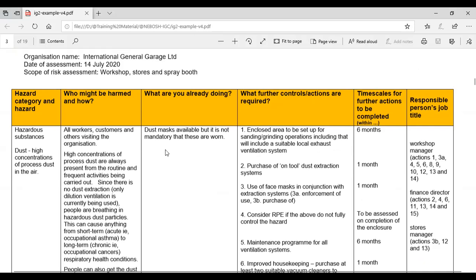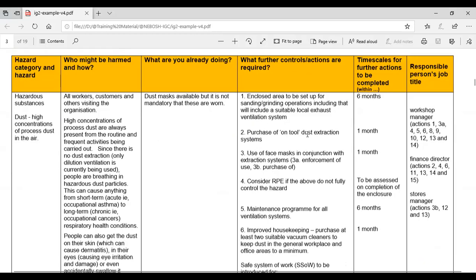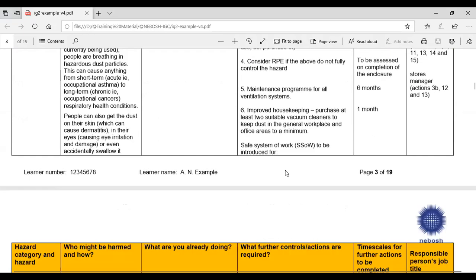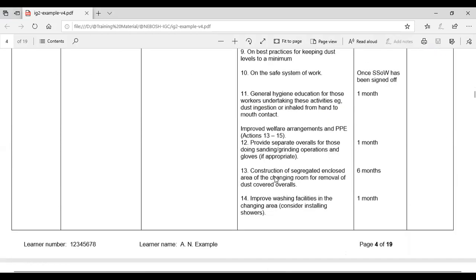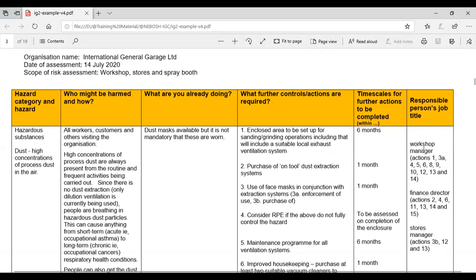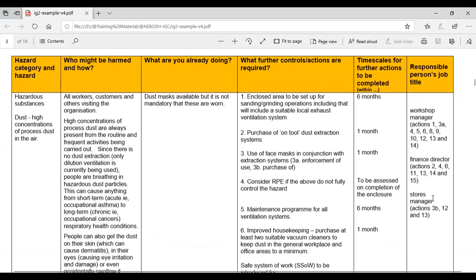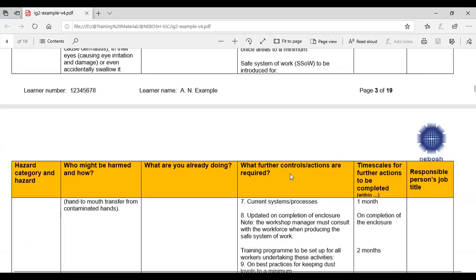Now you are getting help from your study material also. So based on that, make sure you make them time bound. For each number, how much time it will take, and who is responsible for that, like the workshop manager, or what actions he is responsible for. All the actions are mentioned here, up to 14. Out of 14, how many are relevant to the workshop manager, and how many are relevant to the finance director, because he is overall responsible for health and safety. Then the store manager, like 3B and 12 and 13. So accordingly, we have to make them time bound as well as assign a designated person.